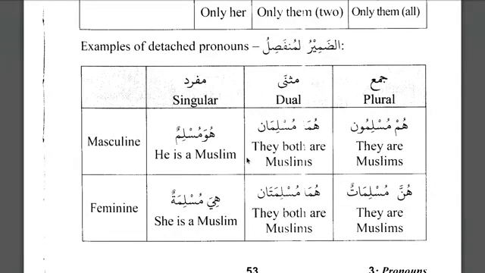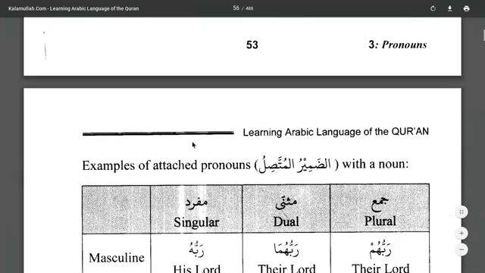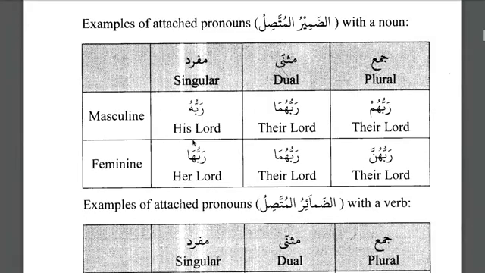Examples: hum muslimun, huma muslimani, huwa muslim. Hunna muslimat, huma muslimatan, hiya muslima. So they're showing you some other examples.